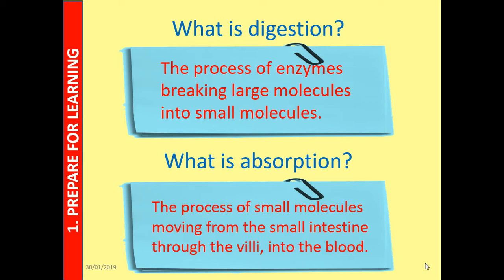So absorption is the process of those small, soluble molecules moving from the small intestine through the villi into the blood. Okay, let's not get confused between these two words, which quite often happens. Digestion is breaking down of the large molecules using enzymes. Absorption is those small molecules moving into the blood.